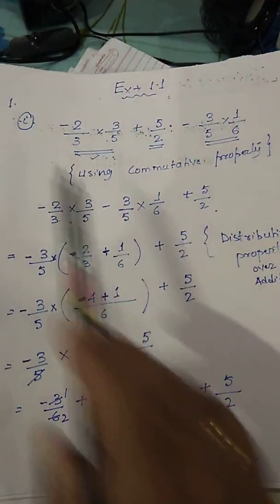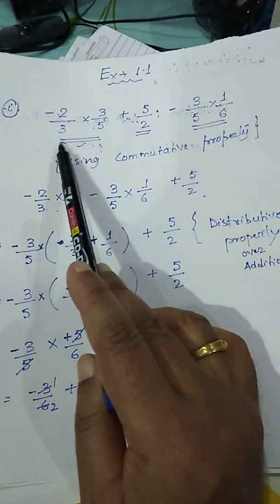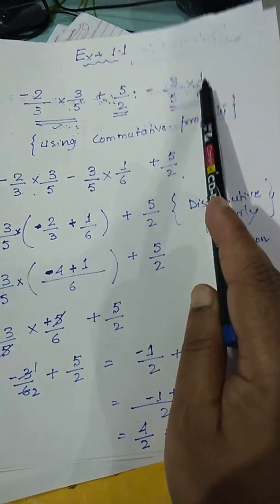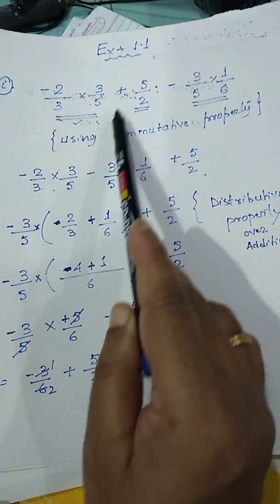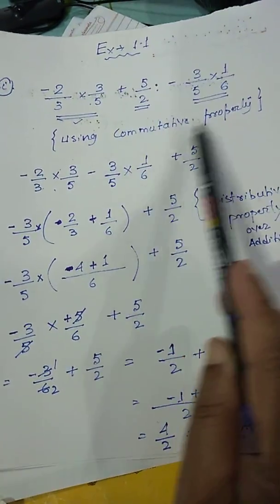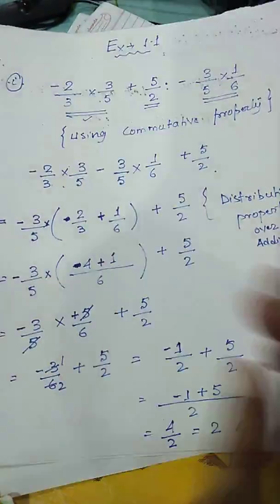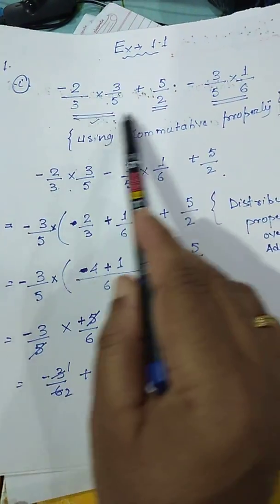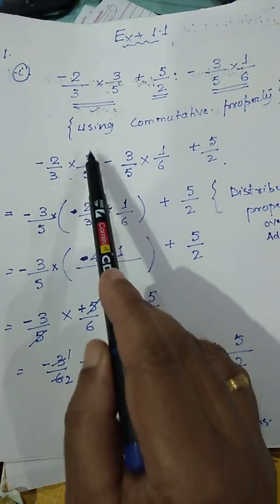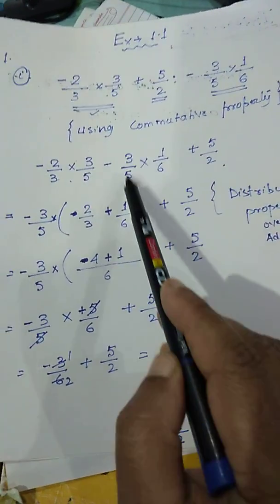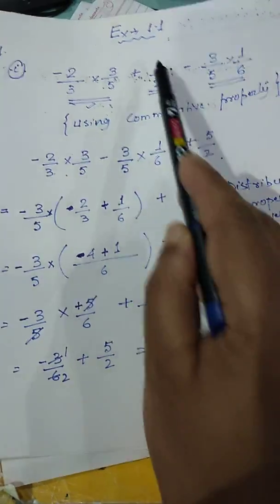Exercise 1.1, question number 1, sum number 1 is minus 2 by 3 into 3 by 5 plus 5 by 2 minus 3 by 5 into 1 by 6. How many terms are there, students? This is the first term, this is the second term, and this is the third term. Now, by using the commutative property, we'll bring the first term and third term together, just rearranging those numbers. We'll keep the first term here, that is minus 2 by 3 into 3 by 5. Now I will not write plus 5 by 2, but instead I will write this term, minus 3 by 5 into 1 by 6, and then I will write plus 5 by 2.